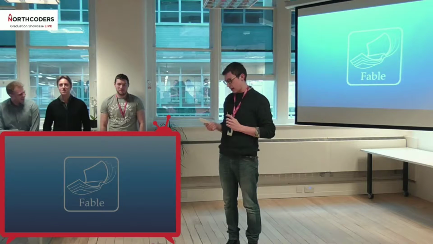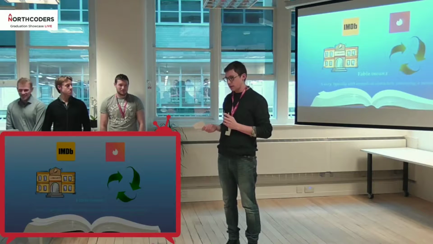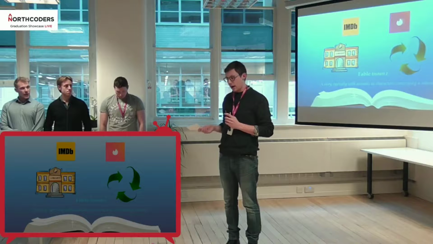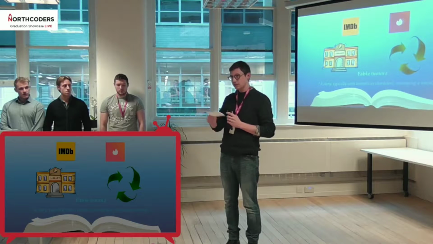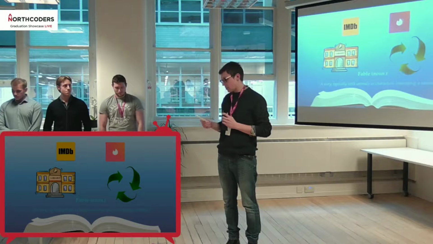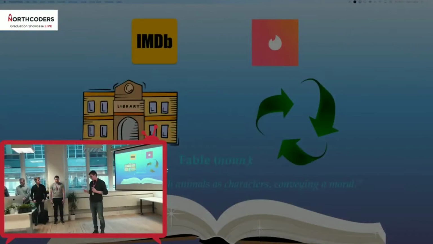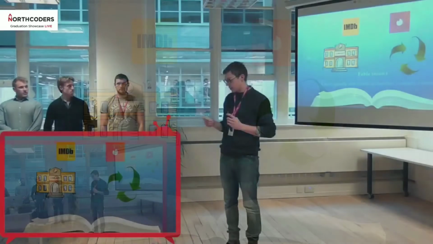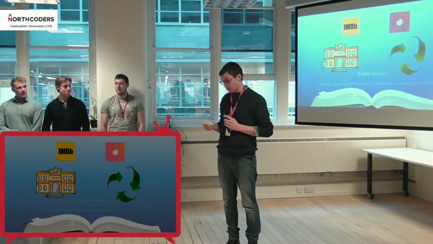Fable is fundamentally a book sharing app where you can trade books with users around the globe, and you can track the journey of those books and see them across a map. We like to think of it sort of like IMDb meets Tinder meets your local library. It aims to build a worldwide community, connecting users from around the globe, and encourage recycling and bring back the concept of a lending library.